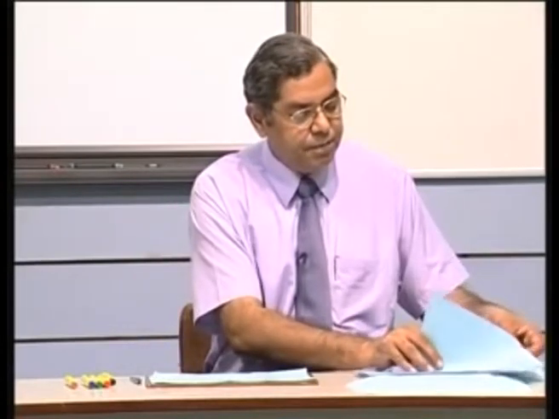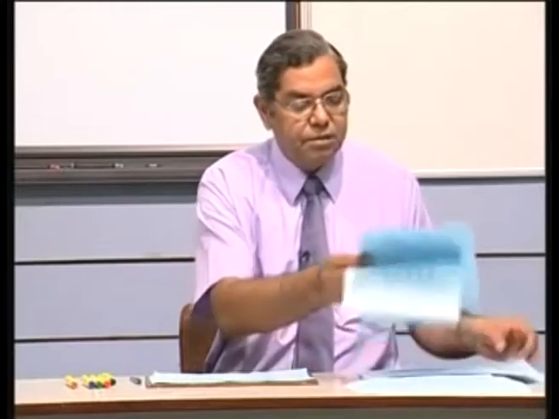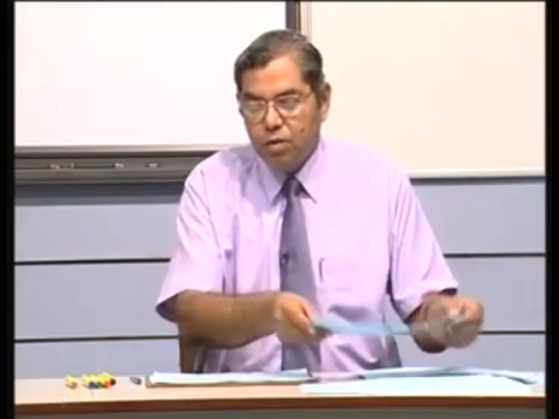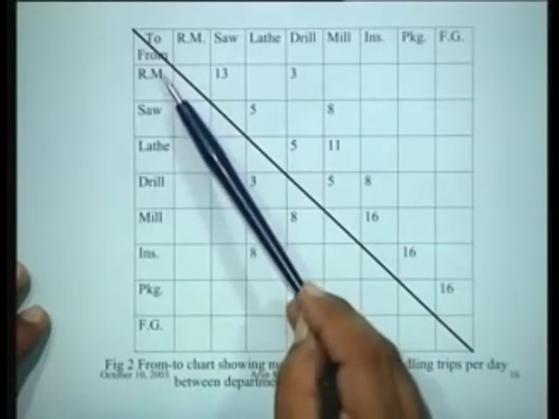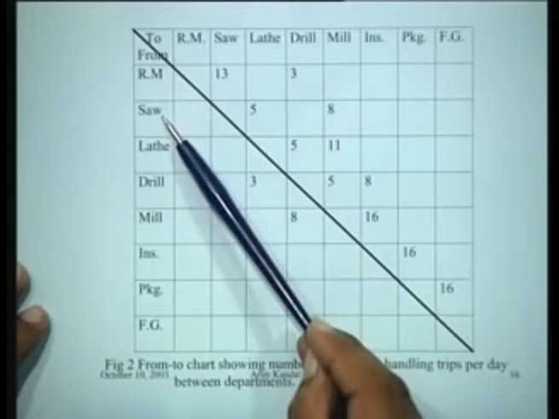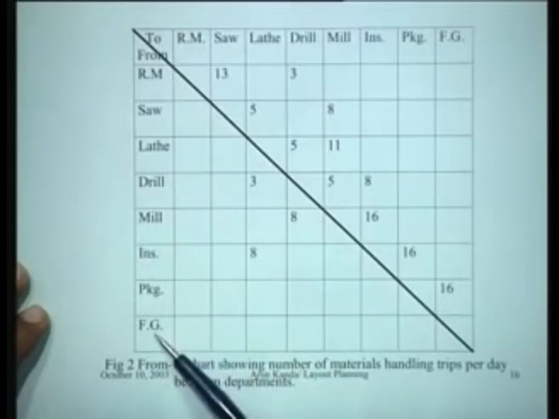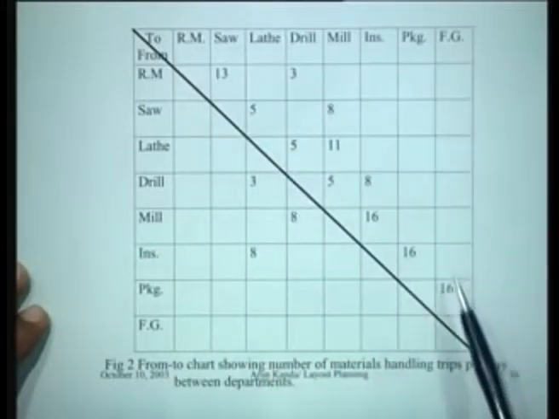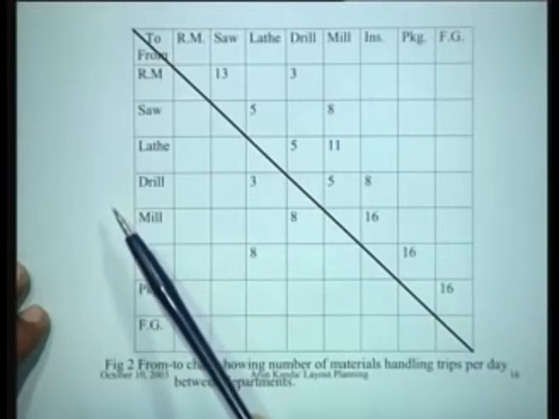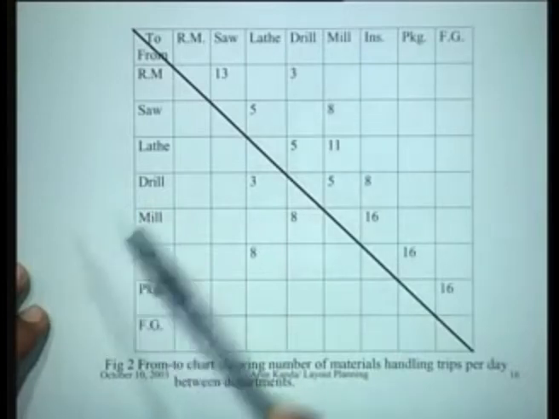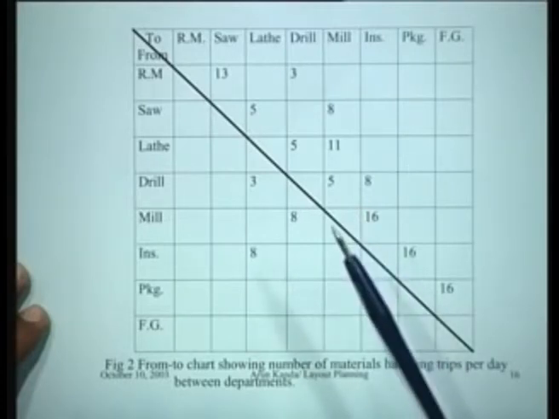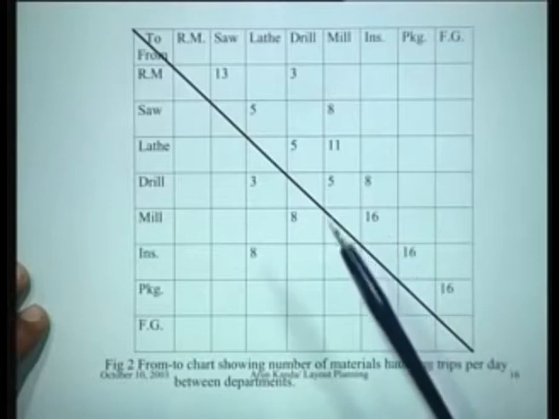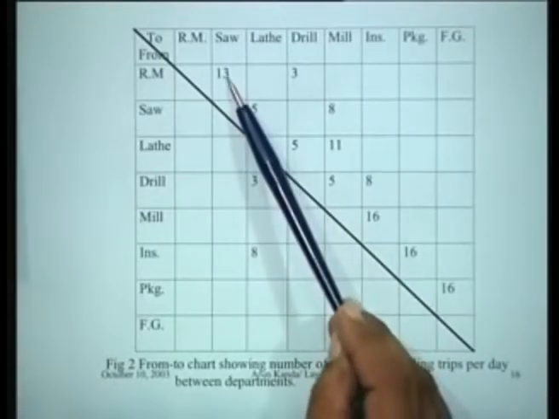What we find here is, let's say how you construct this information. A from to chart is actually a square matrix, and in the matrix we have listed all the departments: raw materials, saw, lathe, drill, mill, inspection, packaging and finished goods. So same departments here and so on. So what we are trying to basically find out is what is the total movement from these to this. So it's a from to chart. It's very much like a distance chart, which you say what are the distances from one pair of cities to another pair of cities. For instance, what you find is that everything begins from the raw material stage, right?